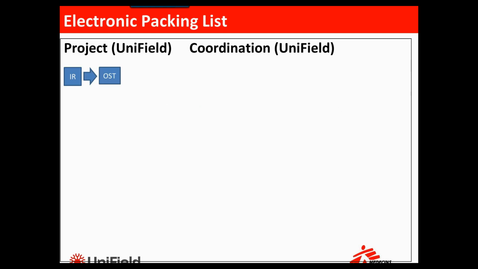You create an internal request. You're given an internal request paper. You go into the system and transfer that information into Unifield, the internal request, and you continue and validate the internal request because it's already been validated on paper in the request form.